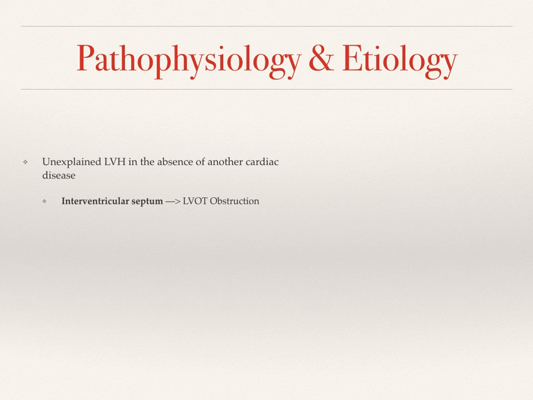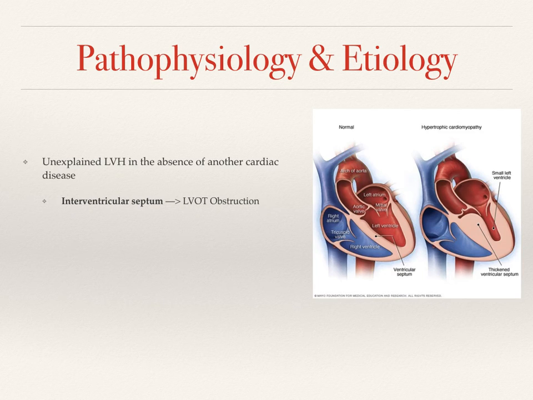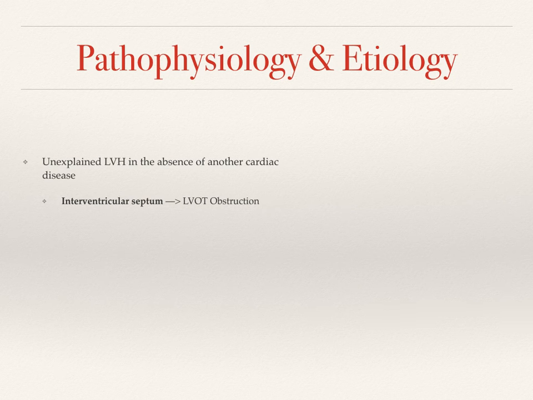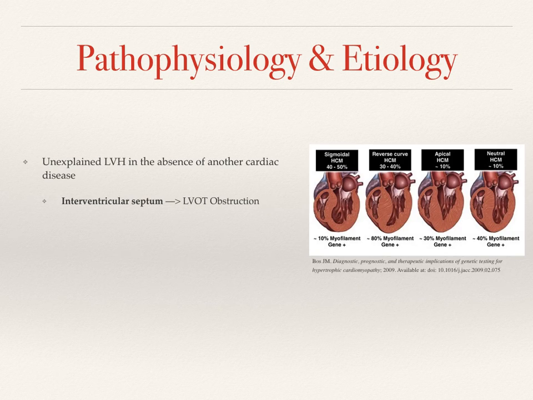The hypertrophy is most commonly within the interventricular septum, which poses a risk of causing left ventricular outflow tract obstruction, hence why it's also called HOCM. But the location of hypertrophy is variant and can be predominantly subaortic or apical, as seen in this picture.